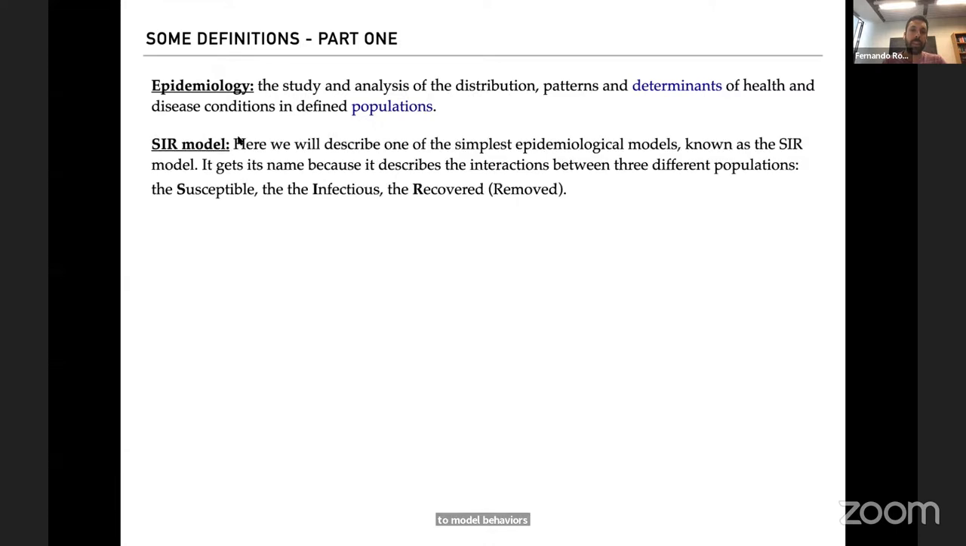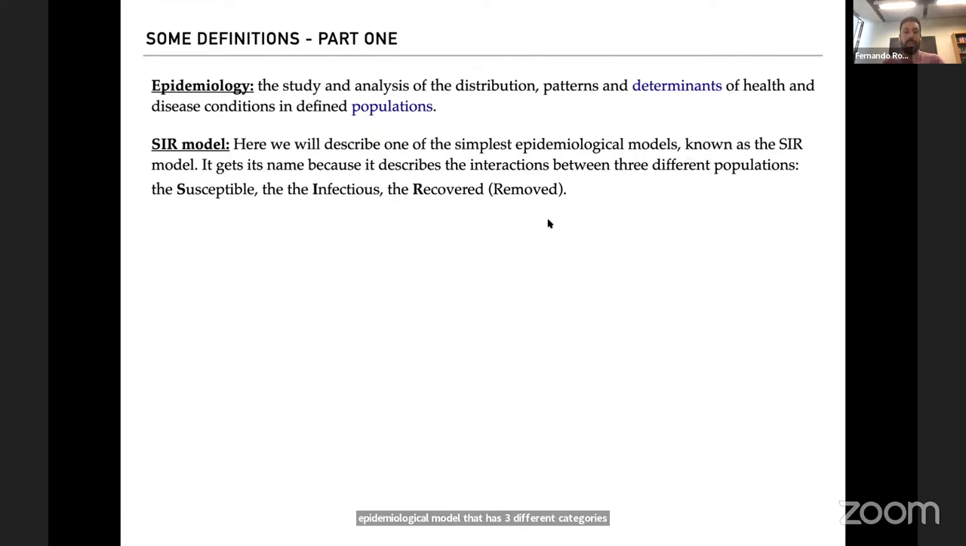but it's something that we've basically already seen earlier this week. Okay, so let's start with some definitions. Epidemiology is the study and analysis of distribution patterns and determinants of health and disease conditions in defined populations. So we're going to be using differential equations to model behaviors in epidemiology. We're going to use the SIR model, which is perhaps the simplest epidemiological model, that has three different categories of population.